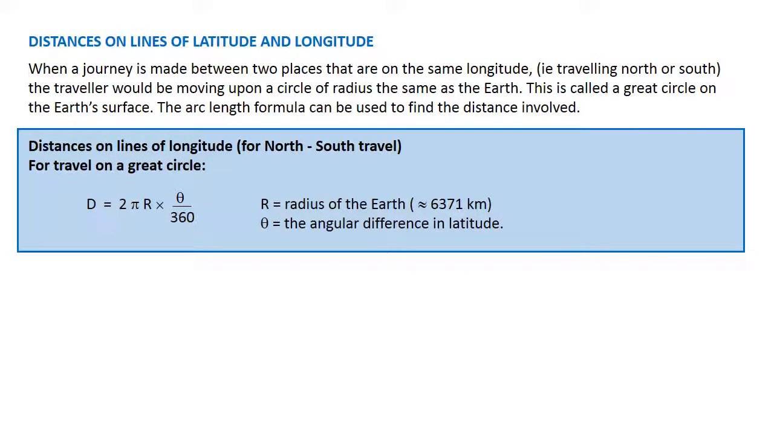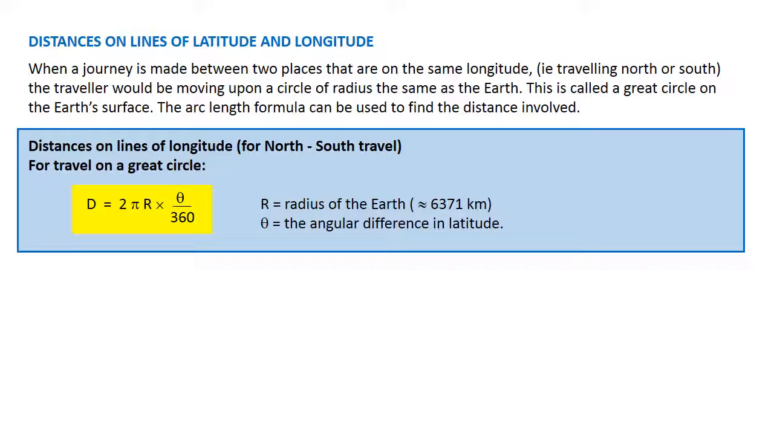When a journey is made between two places that are on the same longitude, that is, you're travelling north or south, the traveller would be moving on a circle of radius the same as the Earth. This is called a great circle on the Earth's surface. The arc length formula can be used to find the distance involved.